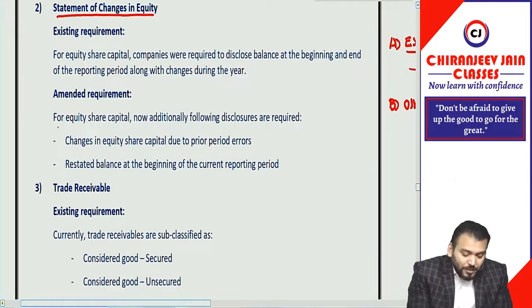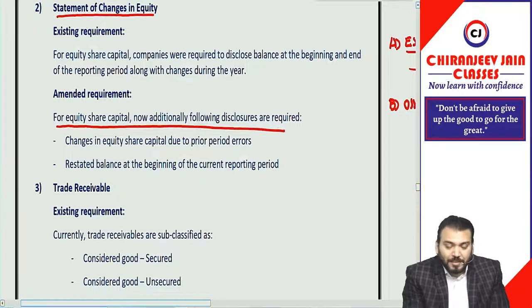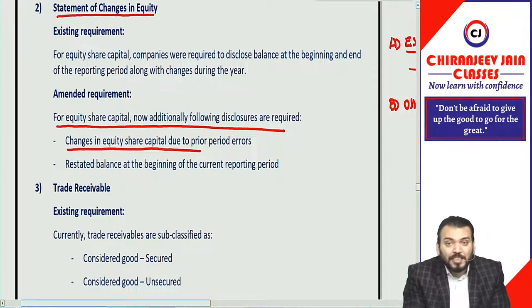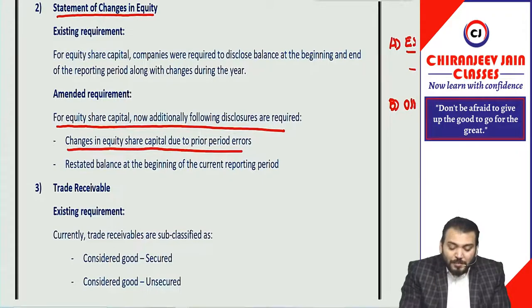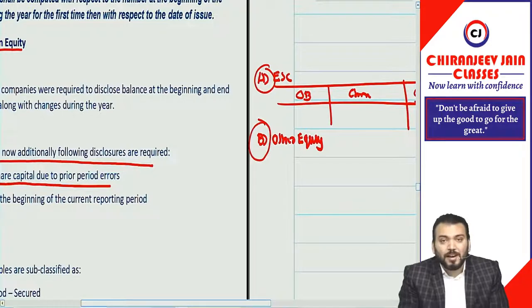So now they said, for equity share capital, the following disclosures are additionally required: changes in equity share capital due to prior period error. So due to prior period error, can I say a retrospective restatement is required? That was not given in point number A. It was given in point number B, but it was not given in point number A.